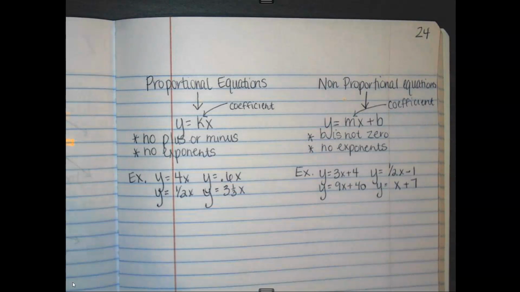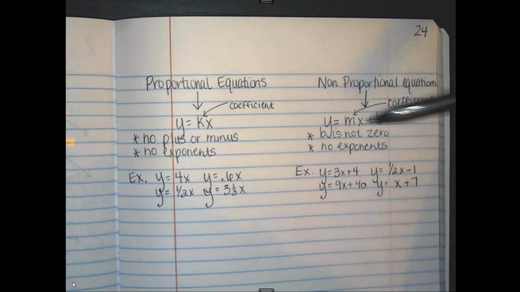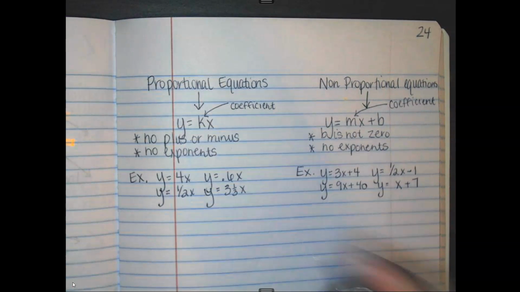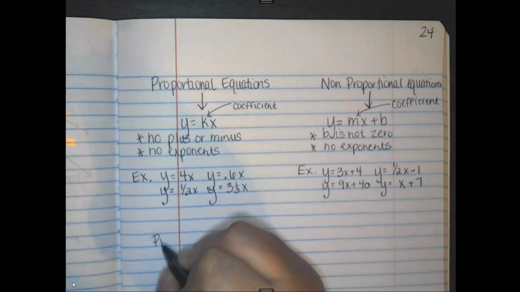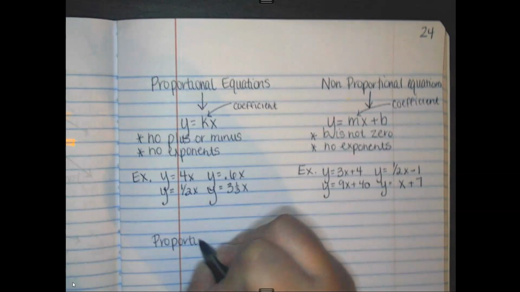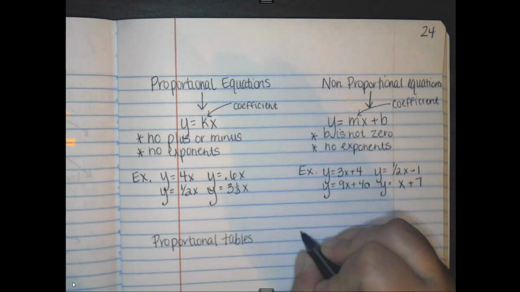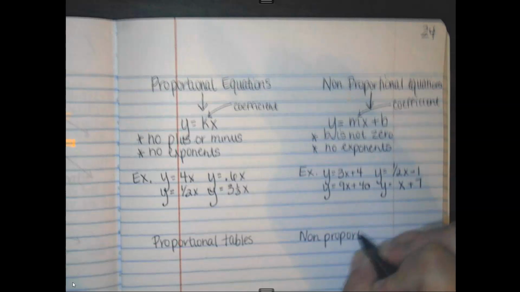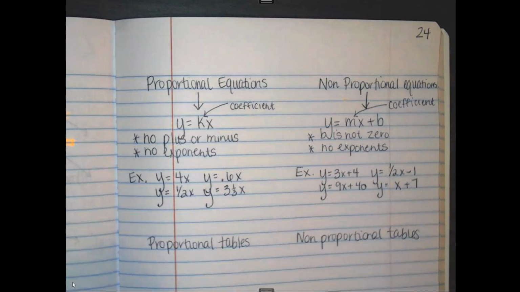Alright, so equations are pretty cut and dry. It's just y equals kx, y equals mx plus b. Alright, now we're going to look at proportional tables versus non-proportional tables. So proportional tables and non-proportional tables. Alright, proportional tables versus non-proportional tables.